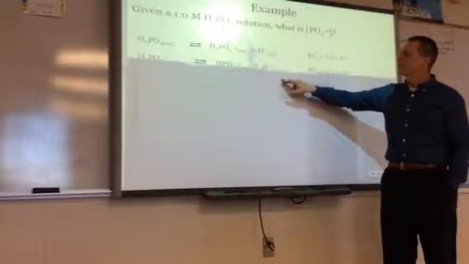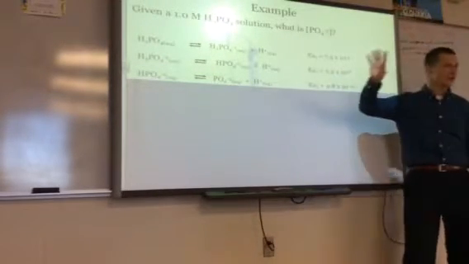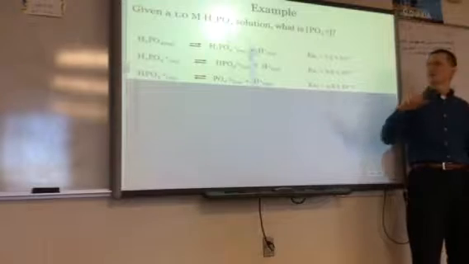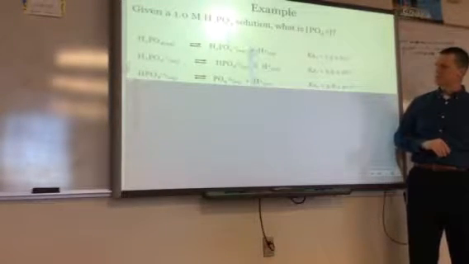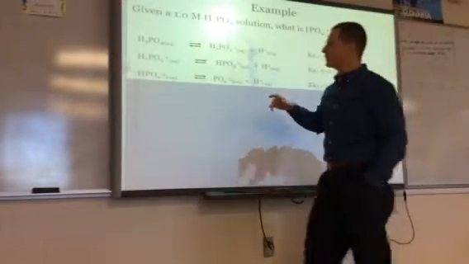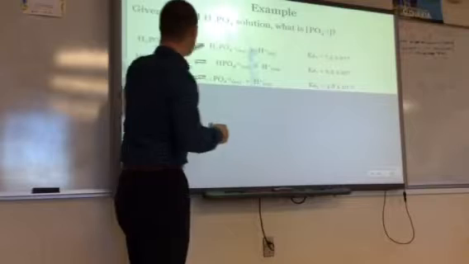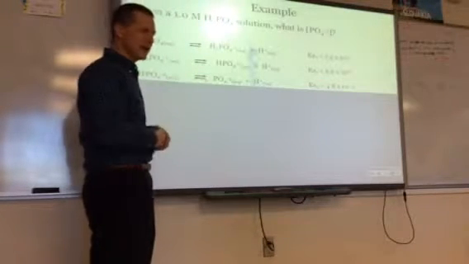Here are the 3 acid dissociation constants. Don't write this down. You already wrote it down. Our 3 Ks for the 3 steps in the phosphoric acid. In this case, this is not the same problem because last time we were starting with 5 molar. This one's only 1 molar. What would be the phosphate concentration?